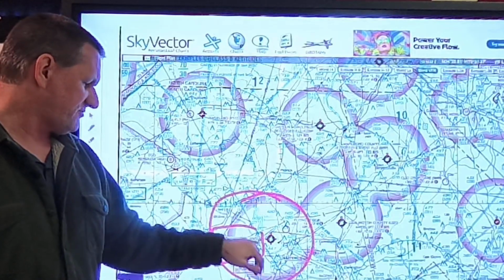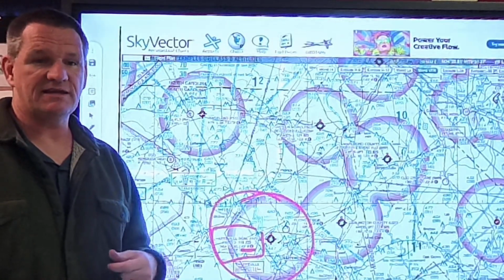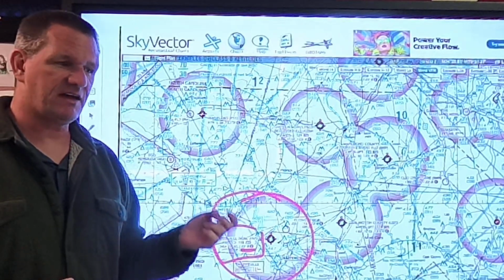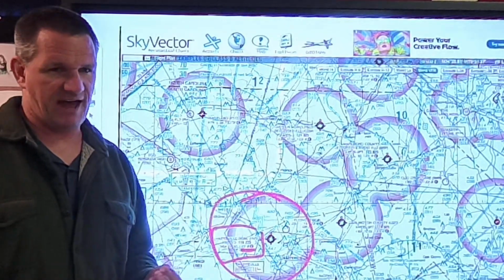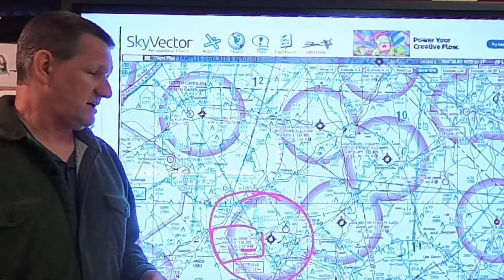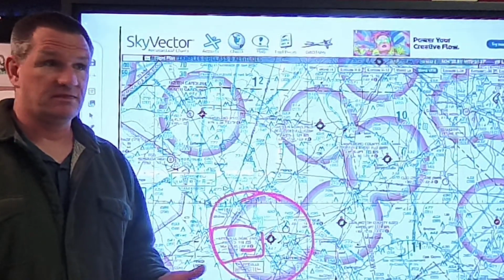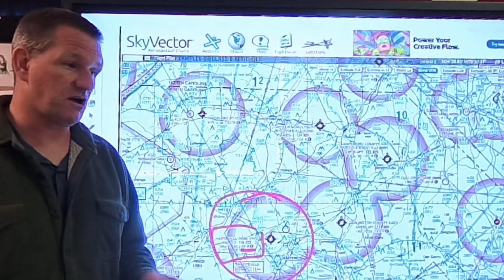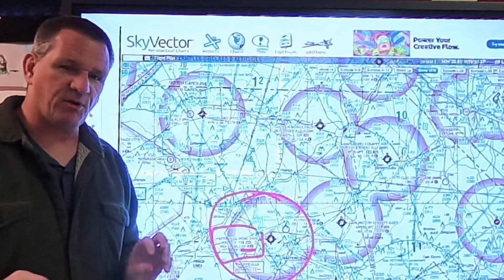So that frequency, 122.8, is the Common Traffic Advisory Frequency, or CTAF. And what that means is, it's a lot of fancy airplane words for the frequency we all need to use to talk to each other as we fly around the airport.